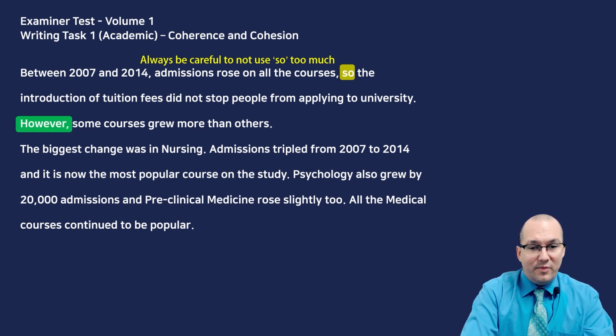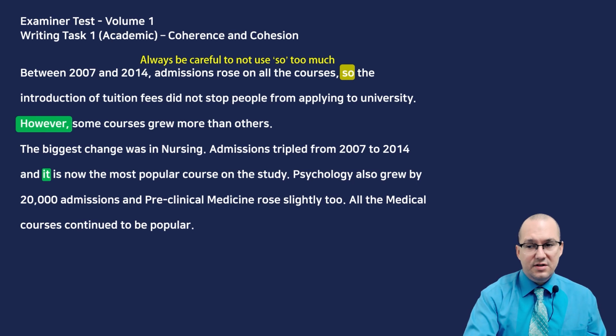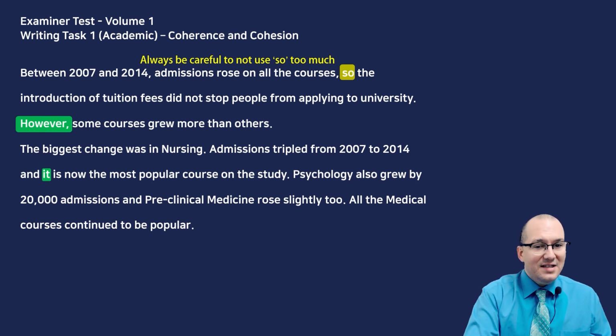However, this is a great connecting word rather than but. Instead of just saying but, however, so this is quite good. And it is referring back to the previous sentence. So admissions, if we go back, it says admissions tripled from 2000 to 2014. And it is now the most popular course. And it's going back to nursing. So this is a great referencing back.